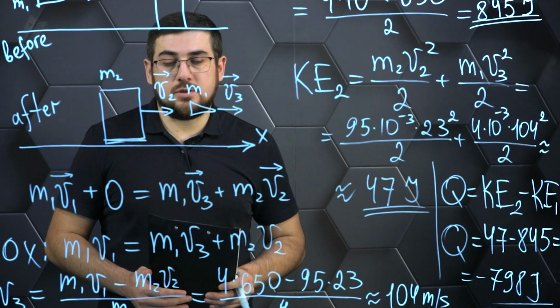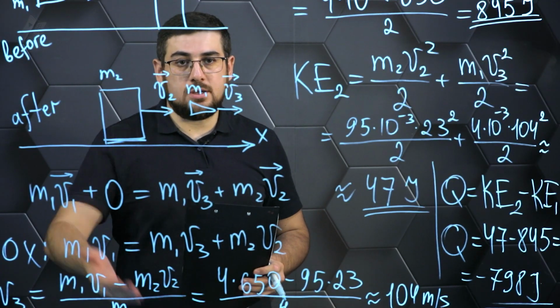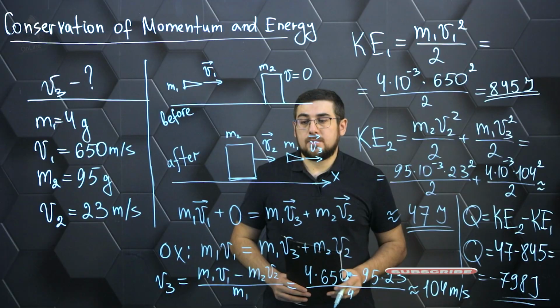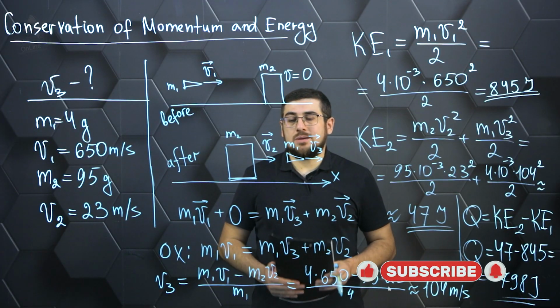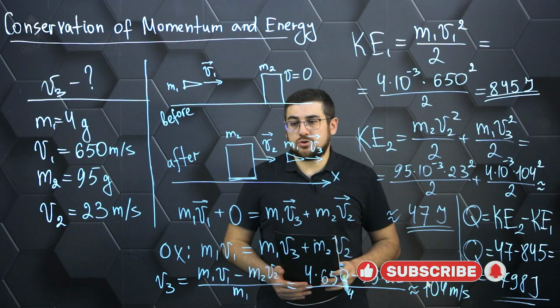Thus, we have solved today the problem of collision of two bodies and considered it from the point of view of momentum and from the point of view of energy. Let me remind you again that this interaction must be studied in terms of the two laws in order to fully understand how the phenomenon occurs.